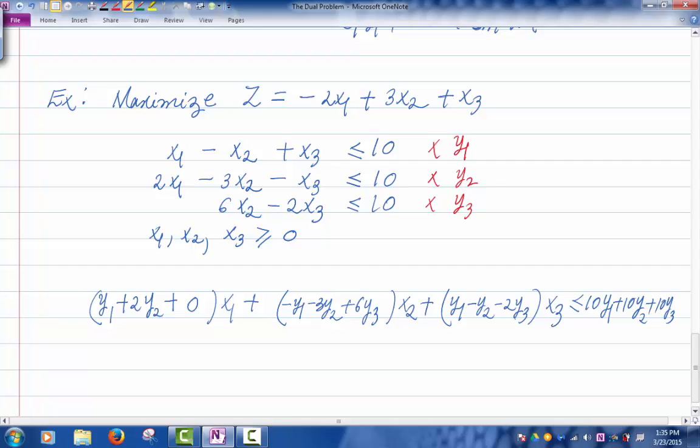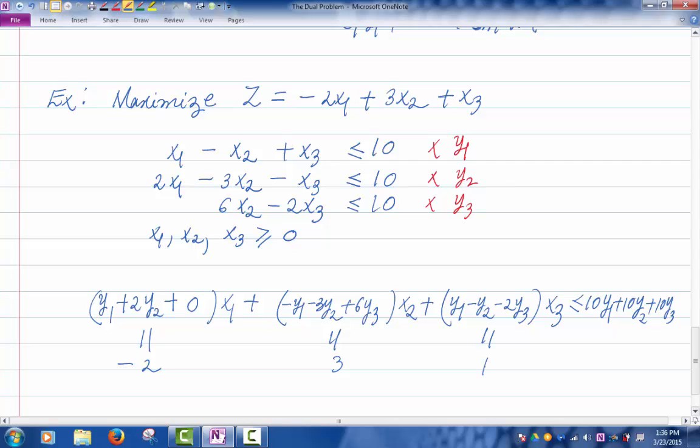Now, what would be the suitable values of y1, y2, and y3? The suitable values would be such that the coefficient of x1 matches the coefficient of z, because I want to isolate z on the left hand side. So I want that to be negative 2, I want this one to be 3, and I want this one to be 1, because my goal is to isolate the z function on the left so that I get a bound for that.